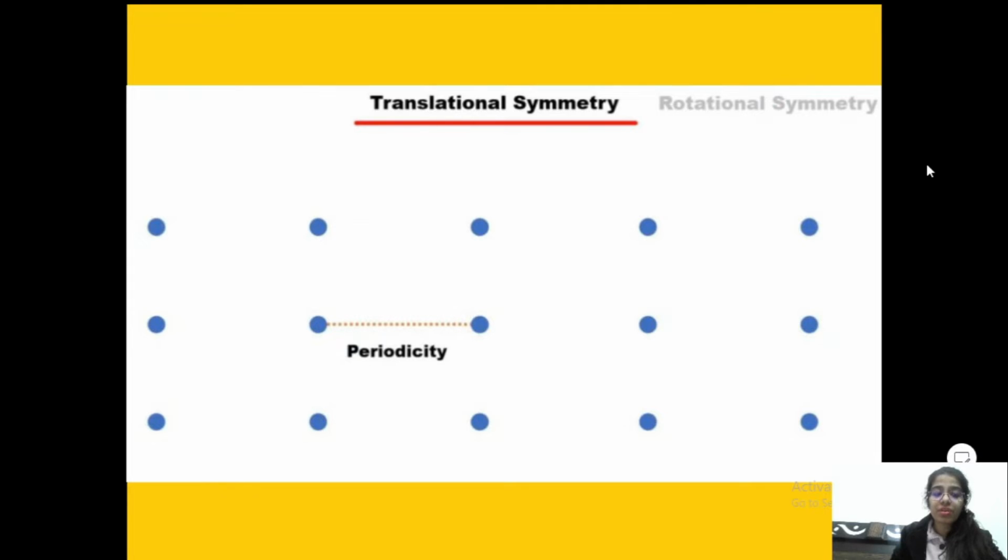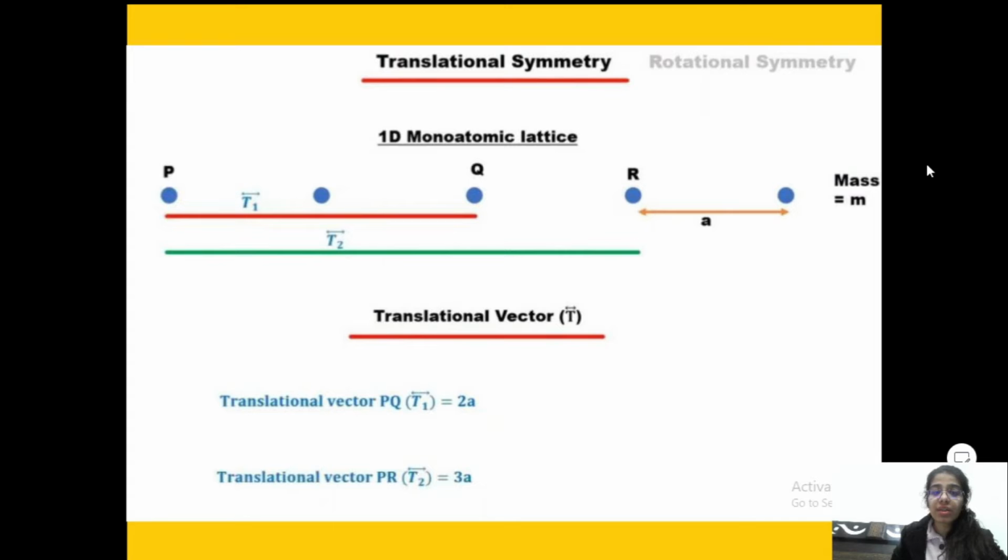In translational symmetry, in the crystal arrangement, the atoms are not arranged in a random way, but in a well-defined order. They are arranged in such a way that the repetition of atoms forms a crystal structure. The repetition of atoms is called periodicity. So periodicity means the atom and the atomic structure repeat itself after a fixed distance. So let us consider the case of a one-dimensional monoatomic lattice, so that the periodicity of the lattice is a. Such repetition of atoms is called translational symmetry.